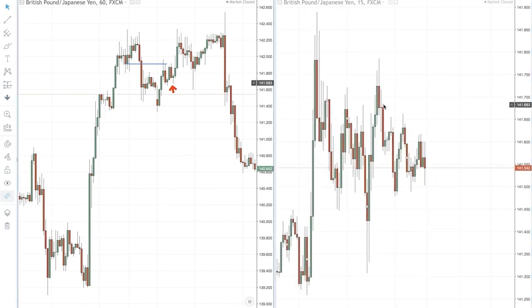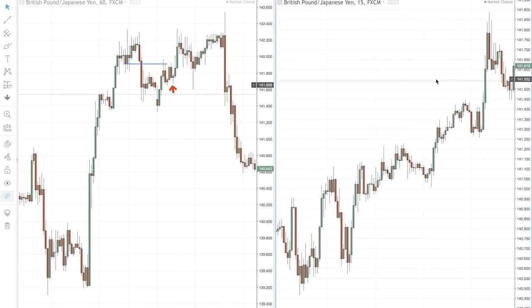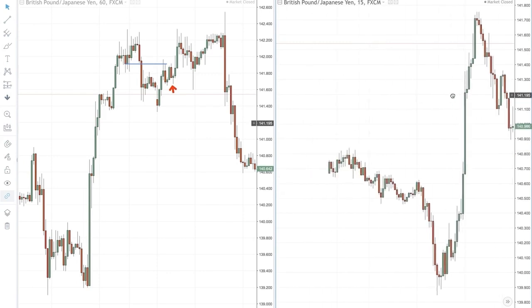Where's my mouse cursor? Where'd it go? Sorry, let me move back a little bit. Let me find my, there it is.